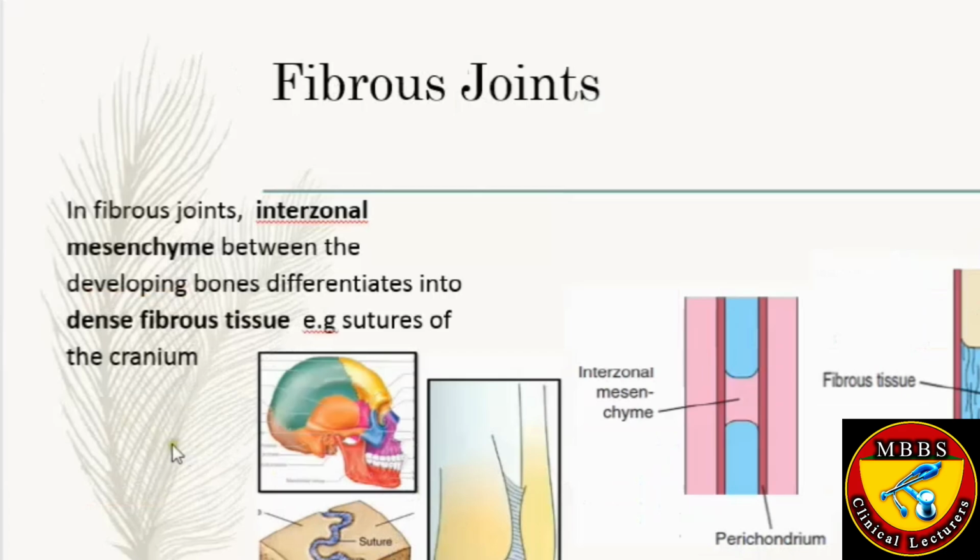Now the fibrous joints. Again, it is very simple. In the case of a fibrous joint, the interzone area will differentiate into fibrous tissue. And if you remember the examples of the fibrous tissue, sutural joints have got fibrous tissue. They are an example of the fibrous joint. Then the inferior tibiofibular joint is another example where fibrous tissue is present between the two bony areas, forming the fibrous joint.